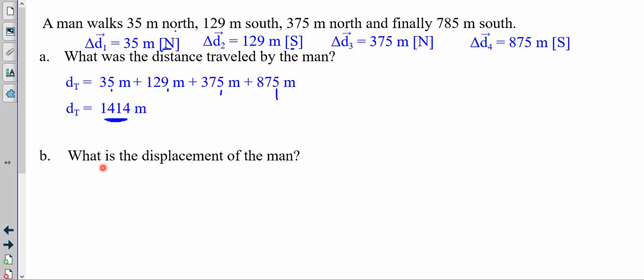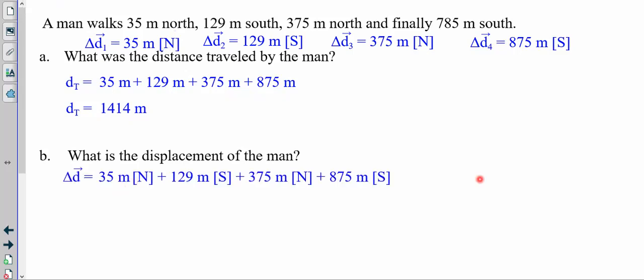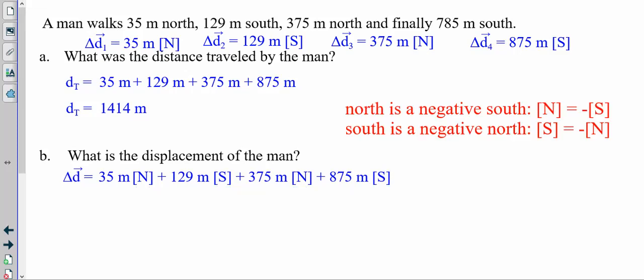So part B, what is the displacement of the man? The displacement of the man is going to have to consider your north and south as a positive or a negative value. So if I write them all out, my overall displacement, I would just add all these together. And the man's going north, then south, then north, then south. And just like the previous question, we have to recognize that we can make them positive and negative numbers. So north is a negative south. So I can either replace this N with a negative S, or I can go the other way and replace an S with a negative N, but don't do both, right?